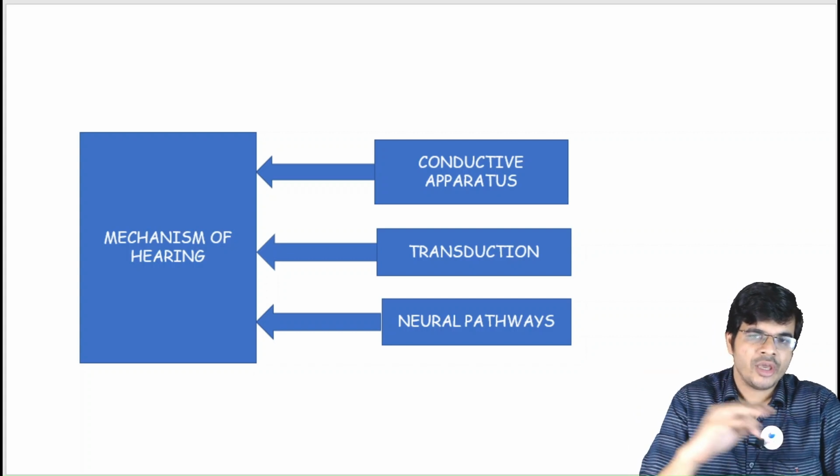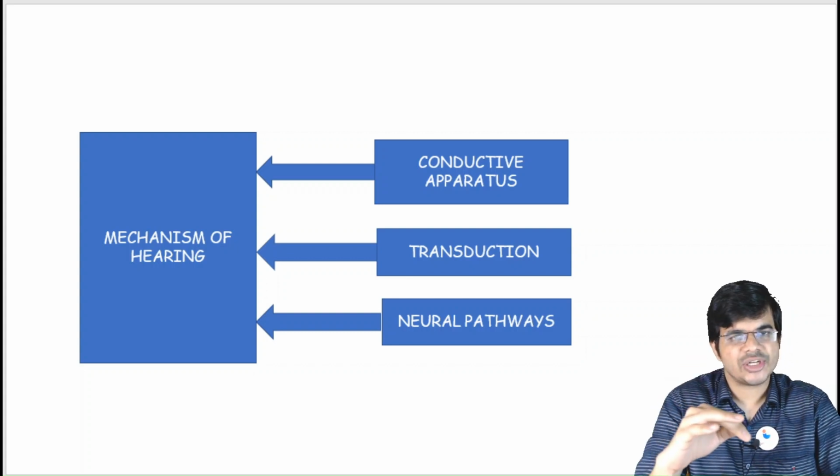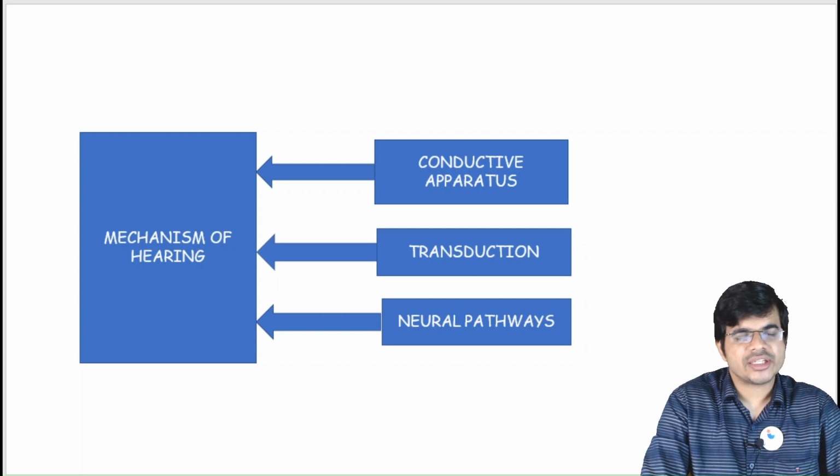So we'll be going to the topic physiology of hearing, and this hearing can be broadly divided into three steps. First step is conduction of the sound waves, second step is transduction, and third step is the neural pathways.